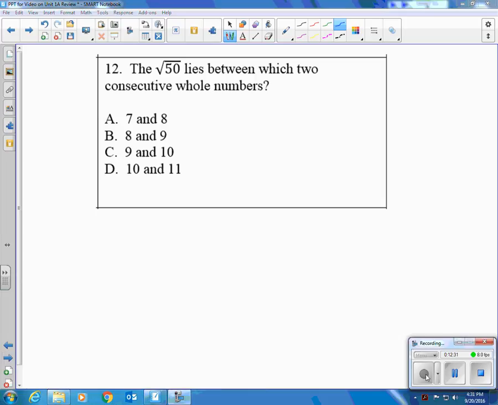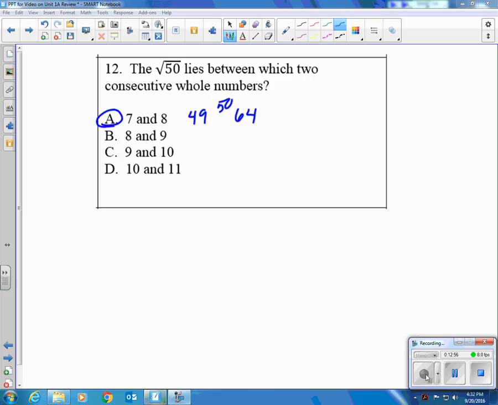Okay, for this next one, it's very similar to the last one. They're asking the square root of 50 lies between which two consecutive whole numbers. So again, I'm looking for the squares of these numbers to see if they're close to that 50. So when I look at the first one, 7 times 7 is 49, and 8 times 8 is 64. Well, 50 is in between those numbers. So this is actually my correct answer here.